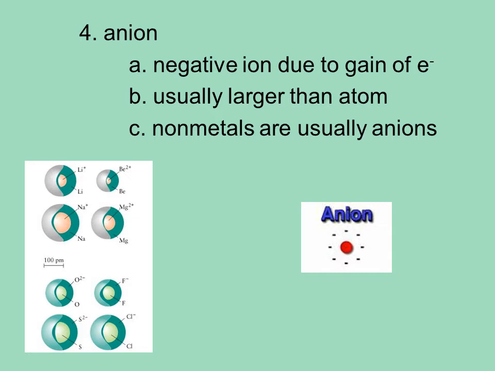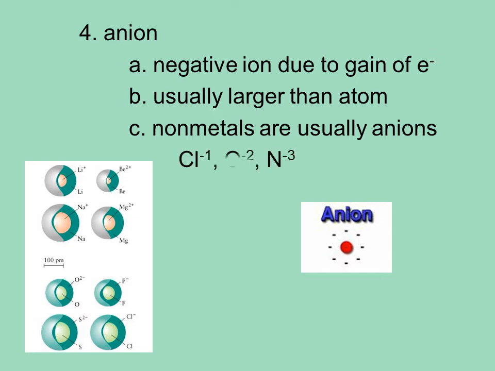Nonmetals, which are on the right of the steps of your periodic table, are usually anions because nonmetals have a lot more electrons in the valence shell. They usually have 5, 6, or 7. Therefore, it's easier for them to gain more electrons to become that stable 8 than it is to lose all of them.